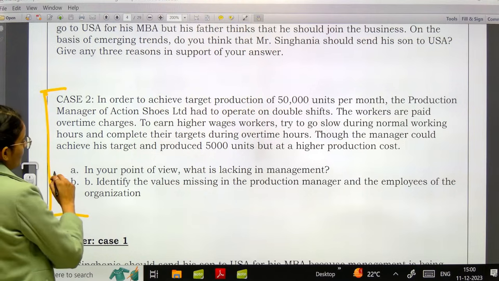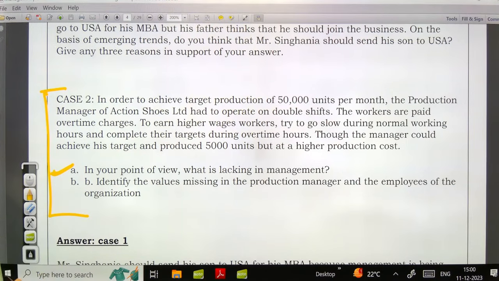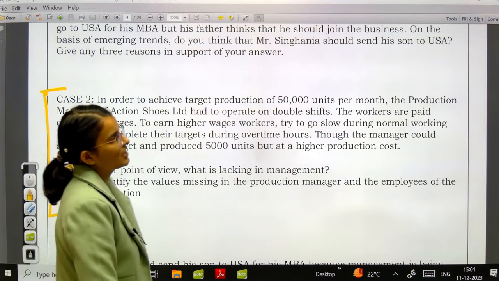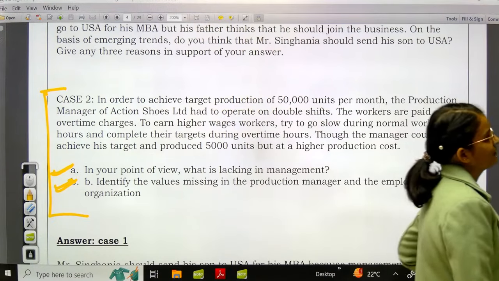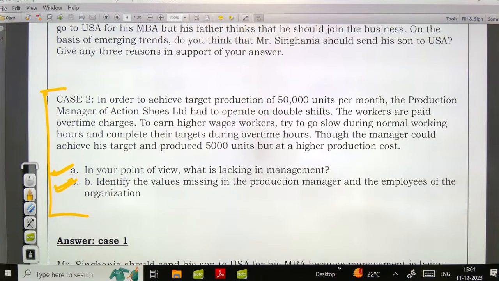Okay. So first you need to tell that in your point of view, what is lacking in management? And the second question is to identify the values missing in the production manager as well as the employees of the organization. You can read the case again if you want.